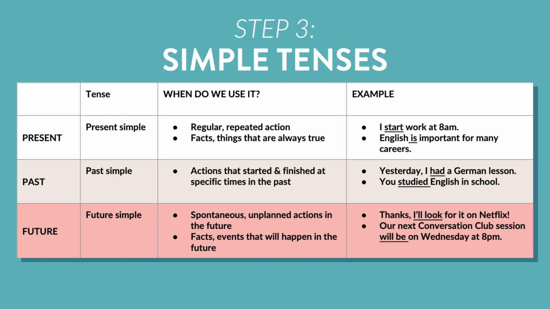We also use the future simple for facts or events that will happen, again, in the future. For example, our next conversation club session will be on Wednesday at 8 p.m. That's all the simple tenses. Now, the continuous or the progressive tenses.